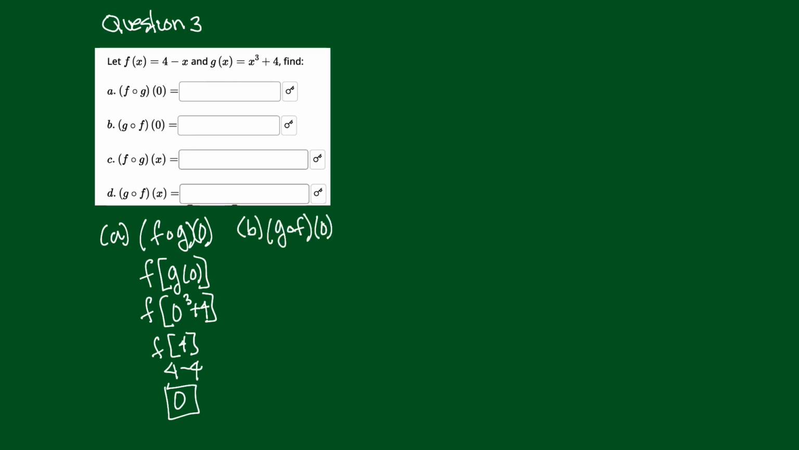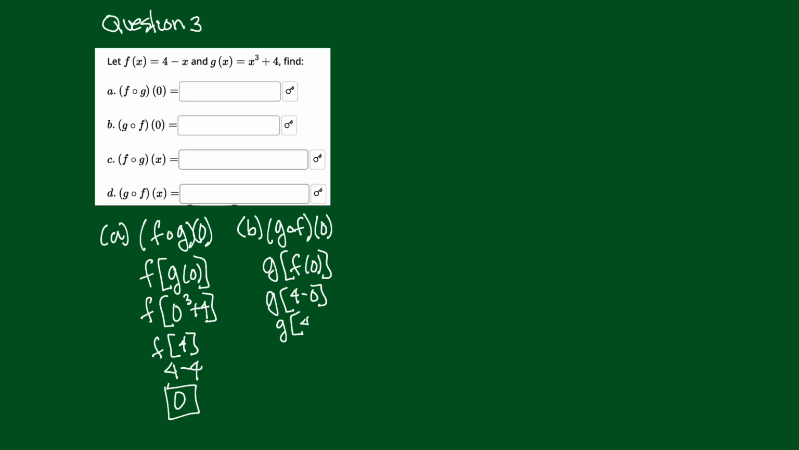Part B, now instead of like part A, where we did f of g, now we're going to do g of f. So this translates as g of f of 0. Now what do you do with the 0? You locate f. F is right here, so replace the x with a 0. So we will have g of 4 minus 0, which is just 4.